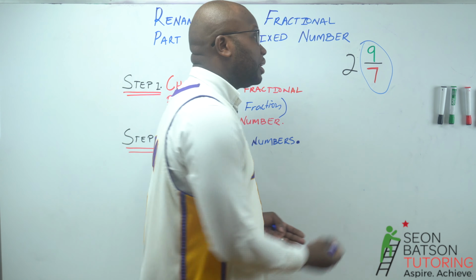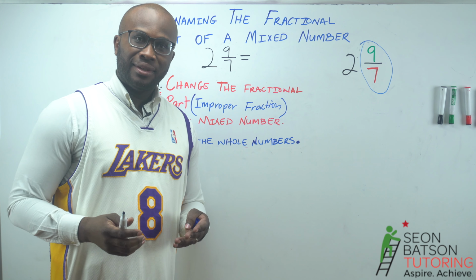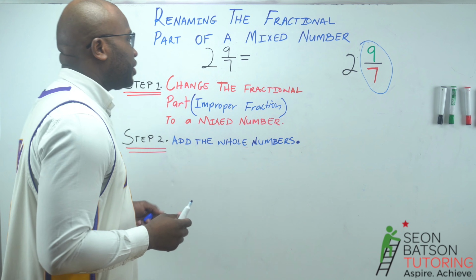Get the idea? Now, I will teach you 2 very simple steps that will help you master this concept. Step 1, we will first change the fractional part, which is the improper fraction, to a mixed number. Step 2, we will add the whole numbers. We will add the whole number from the original or old mixed number to the whole number we get after changing the fractional part to a mixed number. Let's try the first one.